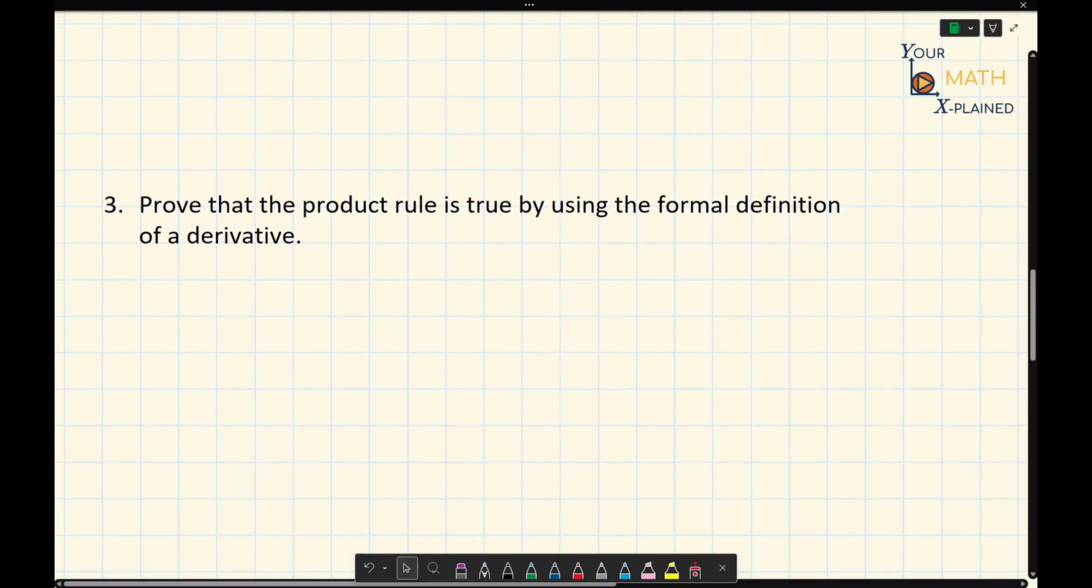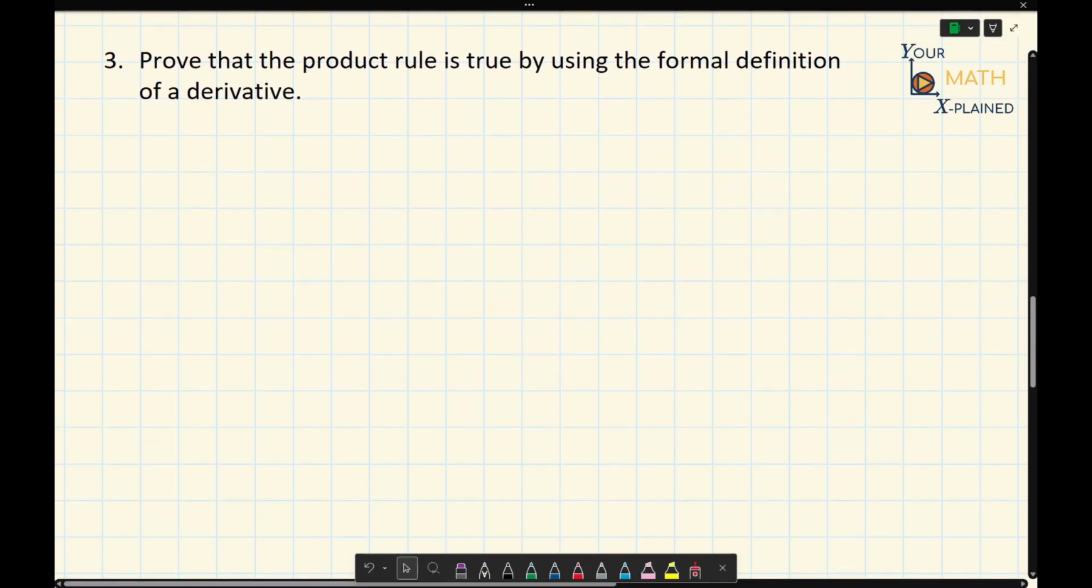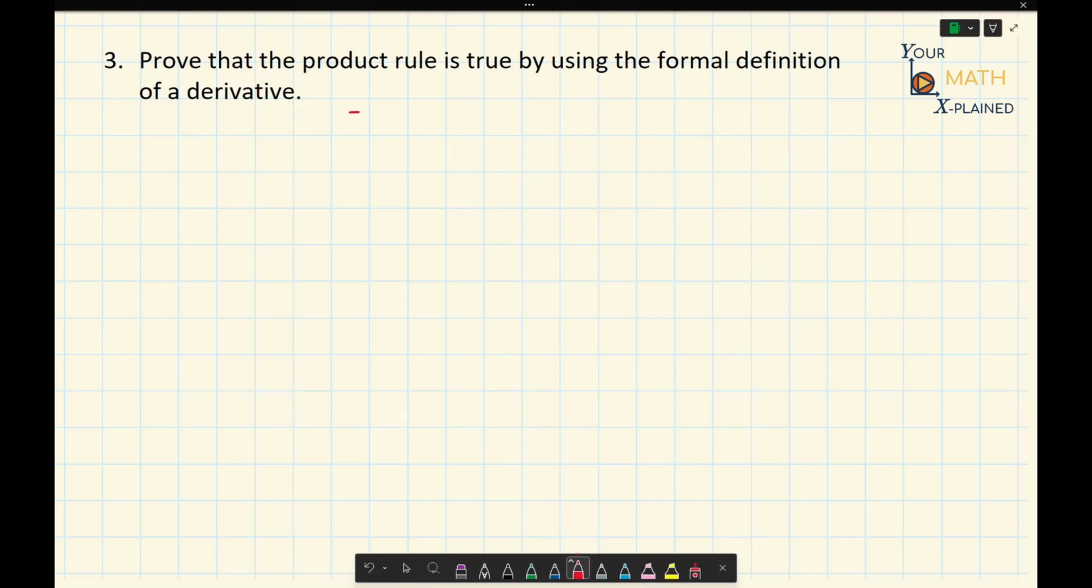And now for our last example, we want to prove that the product rule is true by using the formal definition of a derivative. So in other words, we want to prove that when we take the derivative of f of x times g of x, it is going to be equal to f prime of x times g of x plus f of x times g prime of x. So this equation in red here is what we want to prove.